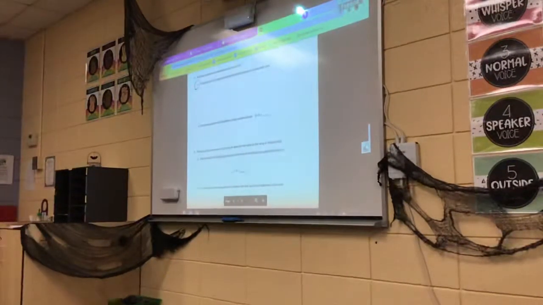4 rows of 3. Remember, rows go horizontally. So we want 4 rows, yep, with 3 in each row.